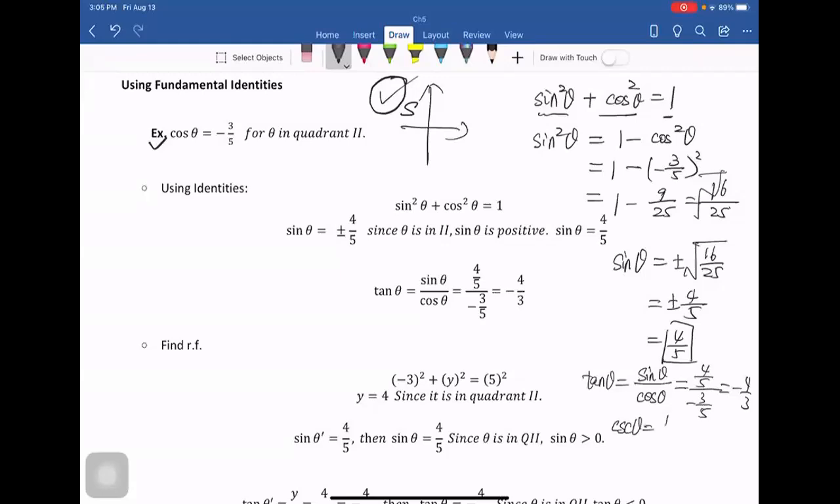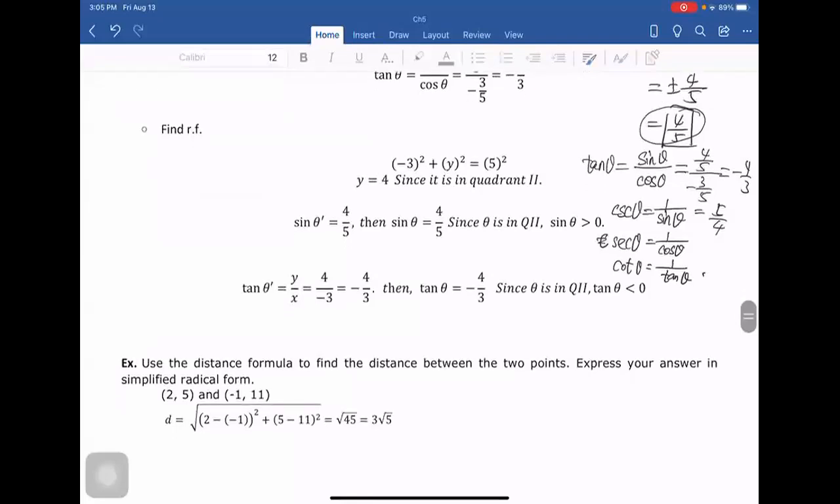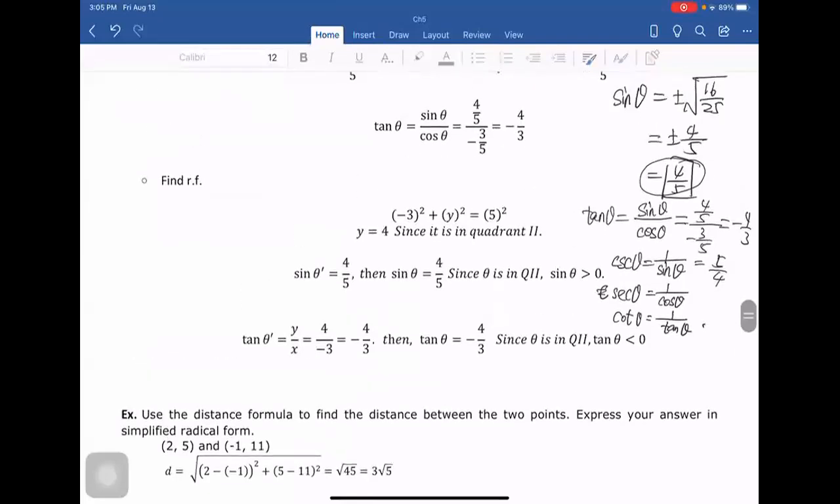And the other three trig functions are very easy to find, because cosecant theta equals 1 over sine theta, and plugging in the sine theta there, we have 5/4. And secant theta equals 1 over cosine theta, and cotangent theta equals 1 over tangent theta. So this way, you can find the values.